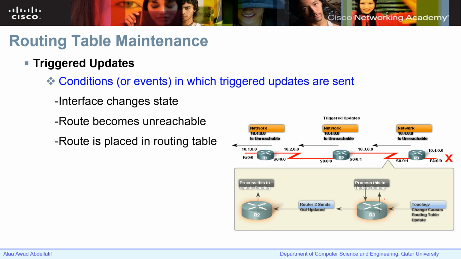Or if there is a new route placed in the routing table. For example, if we created a new route or a new IP is added to the network, I have to trigger the updates and send them. So the updates are triggered by a new condition or event, and this event can be dropping a route, adding a new route, or changing an interface. These are the conditions or events that may trigger the updates to be sent.